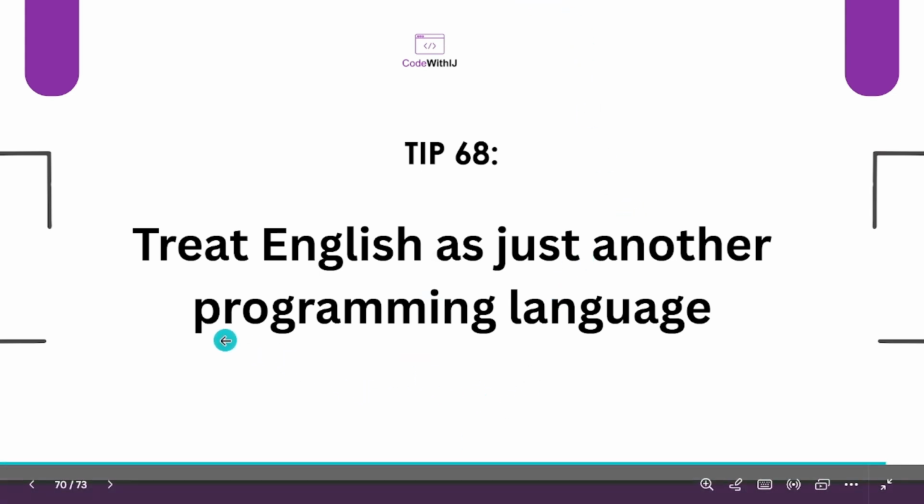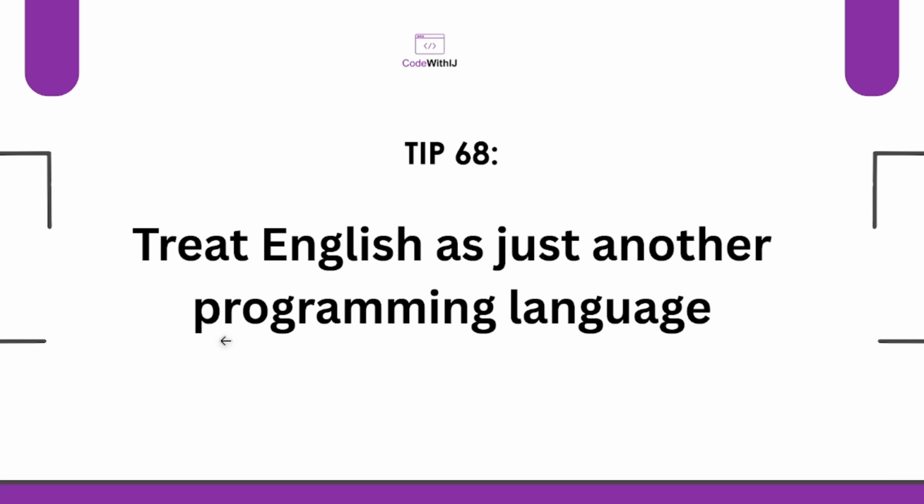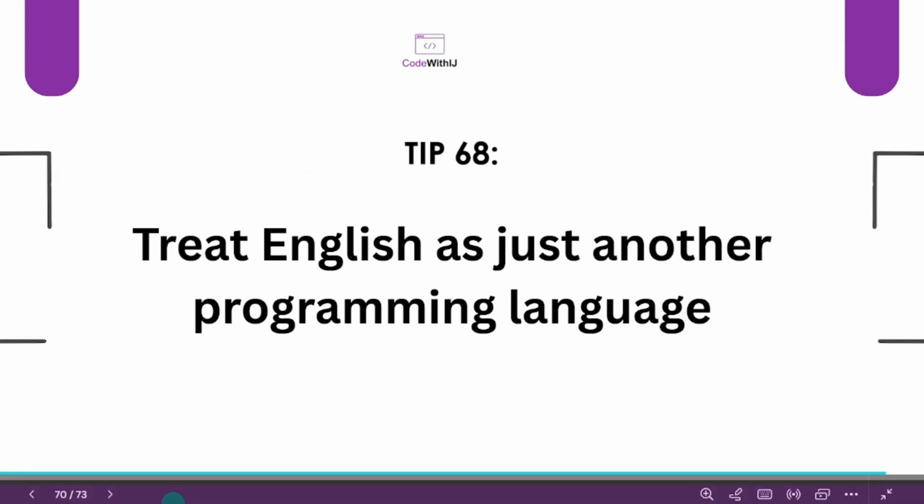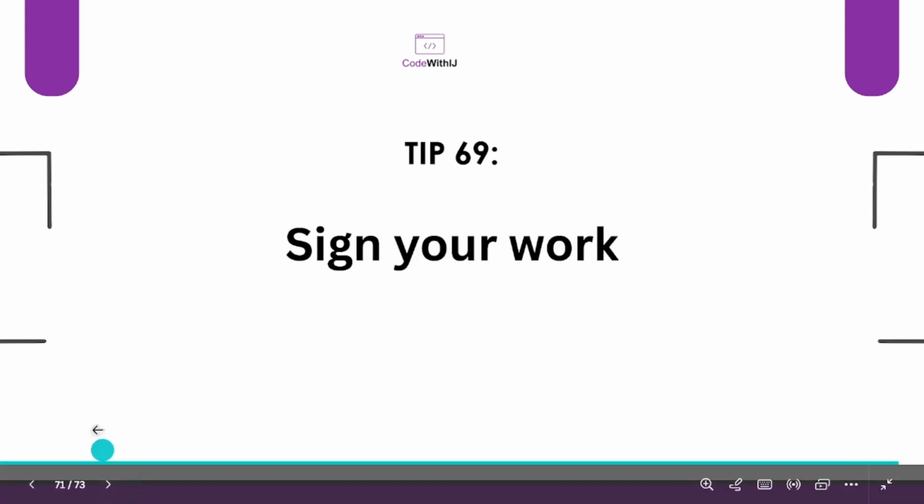So when you treat English like another programming language, you'll be able to write it in a conditional way and say, okay, in this particular language, this is what the English version is saying. How will the code version look? So treat English like another programming language.